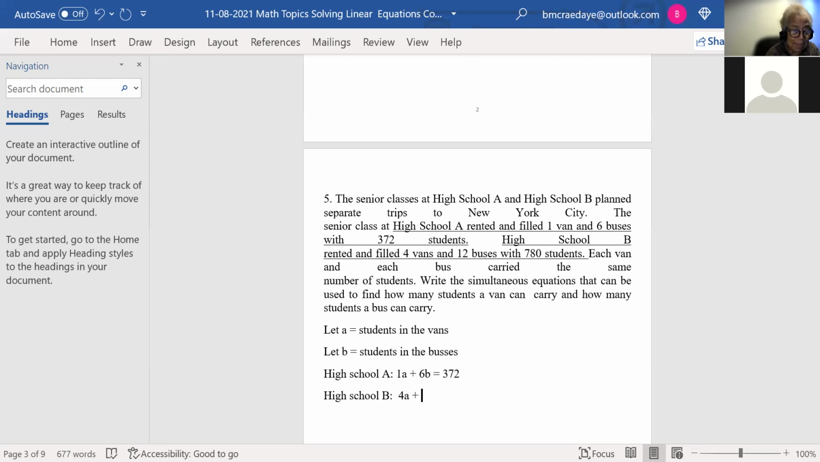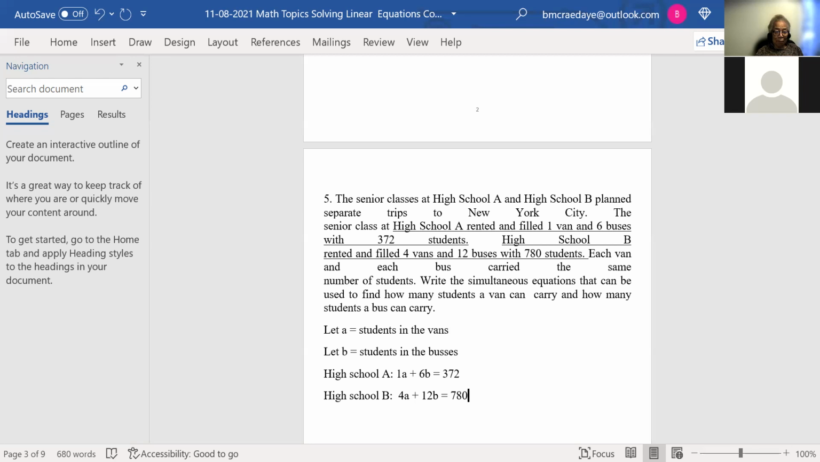How many buses? Plus 12. 12 what? B. That's right. What is that equal to? No. How many students make up the total? 780. 780, right? Those are your two simultaneous equations.